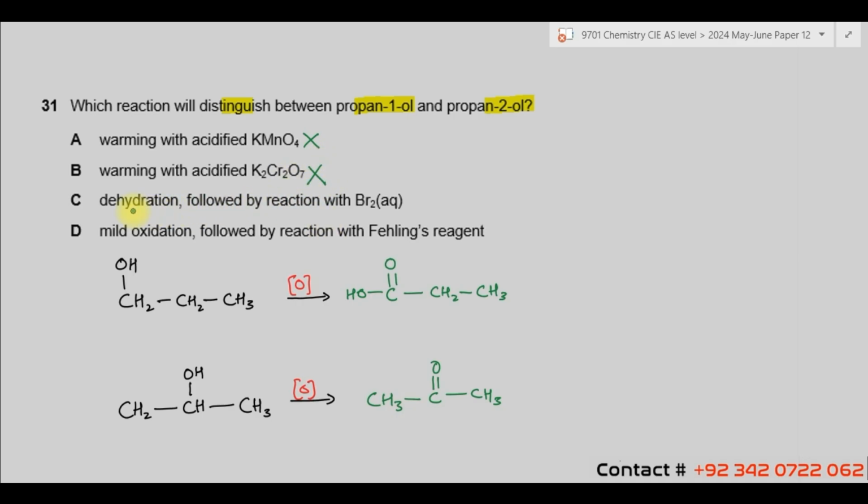Third part is dehydration followed by reaction with bromine. Let's do dehydration first. Dehydration means removal of water. We have CH2, CH2, CH3, OH. And second one is CH2, CH, CH3, OH. Dehydration is done by removing OH from one carbon, hydrogen from adjacent carbon. You can choose any adjacent carbon. In this case, the answer will be similar.